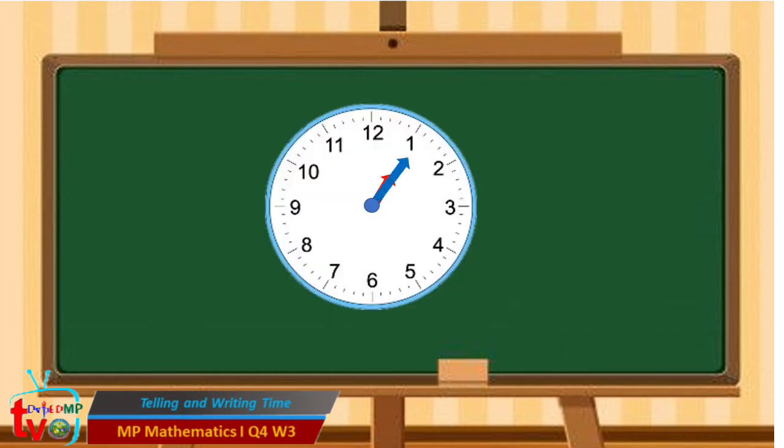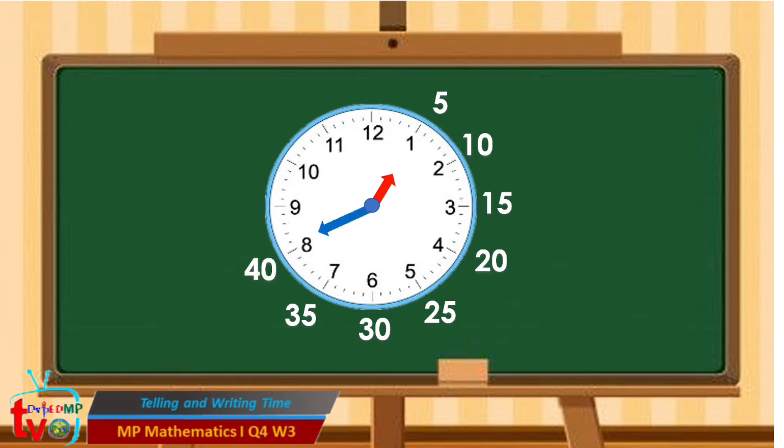When the minute hand is pointing at the numbers, it is read as 5, 10, 15, 20, 25, 30, 35, 40, 45, 50, 55, o'clock. Always remember that when the minute hand is pointing at 12, it is read as o'clock.